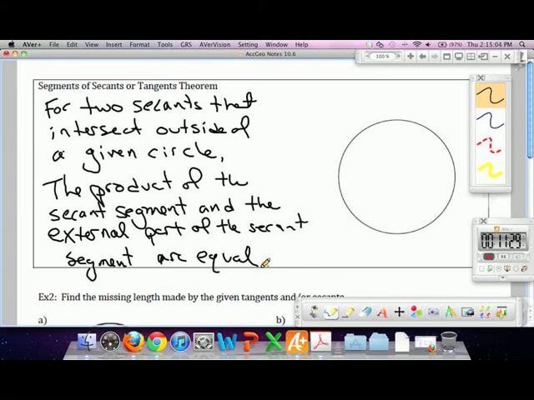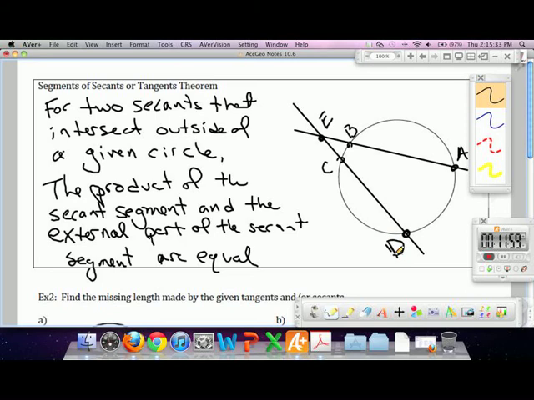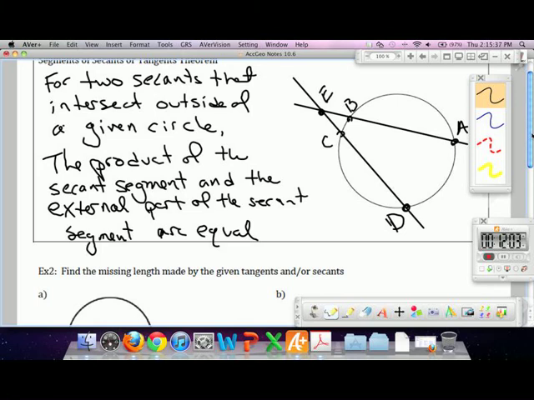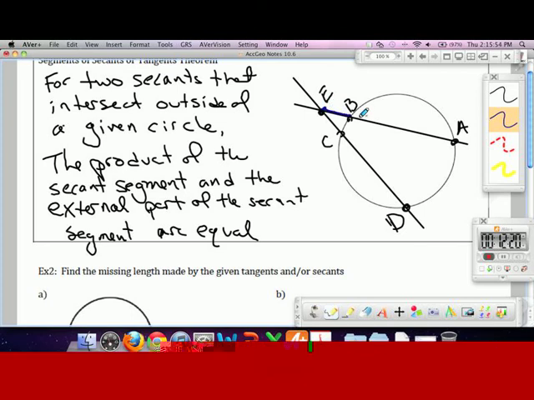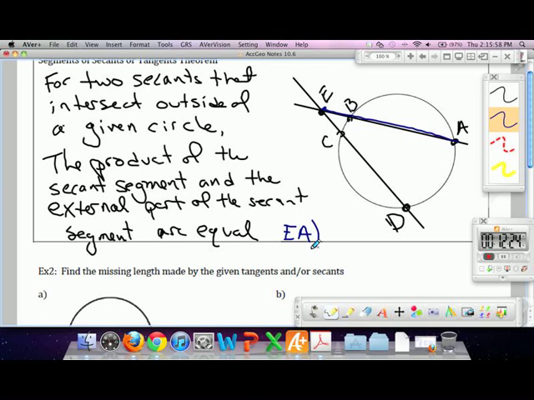Let's get a drawing and get a formula. So if I have two secants, and I'll label this point E, right there, and A, B, C, and D. For two secants that intersect outside, the following is true: the product of the secant segment, or E to A, and the external part of the secant segment.